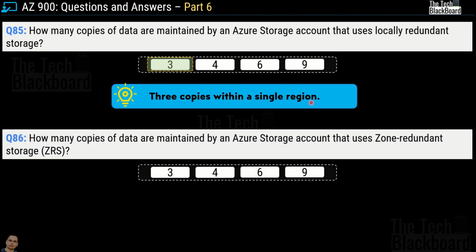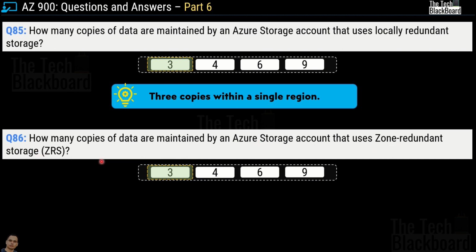Moving on with question number 86, it says, how many copies of data are maintained by an Azure storage account that uses zone redundant storage or ZRS? And your options are 3 copies, 4, 6 or 9 copies. And this time as well, we have 3 copies of data that are maintained in zone redundant storage.